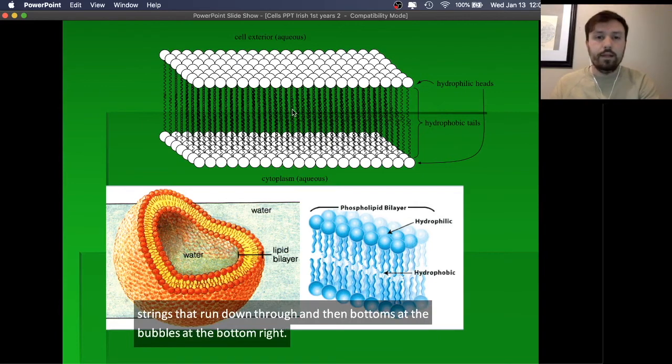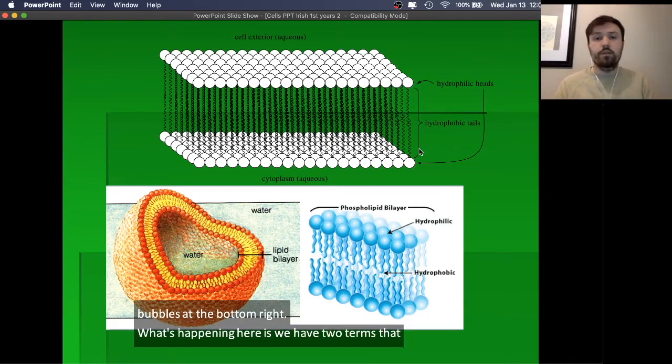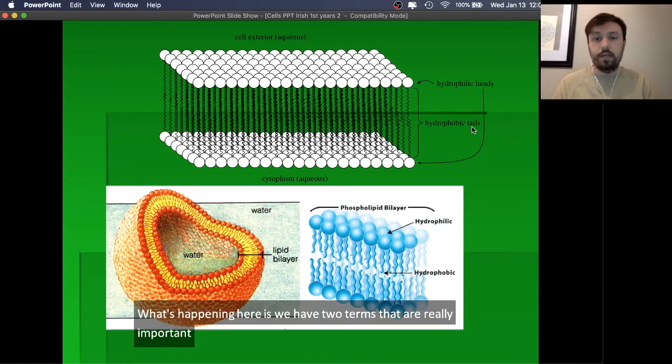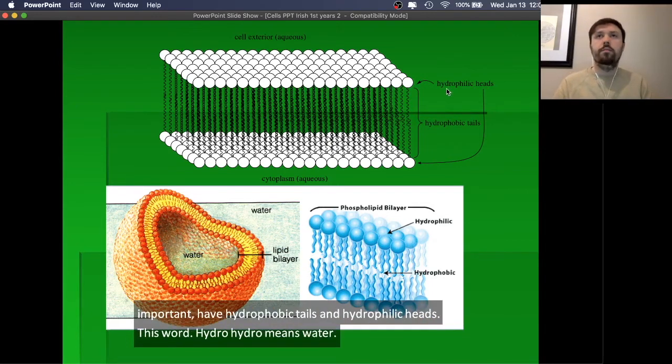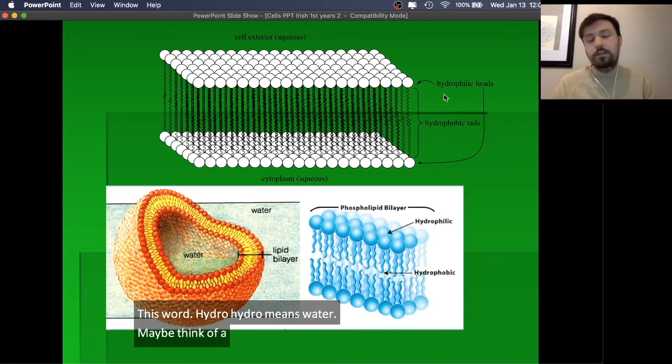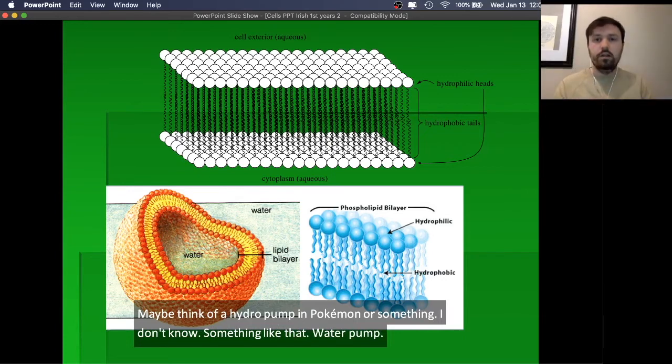What's happening here is we have two terms that are really important. We have hydrophobic tails and hydrophilic heads. This word hydro means water. Maybe think of a hydro pump in Pokemon, the water pump. That's what the word hydro means.